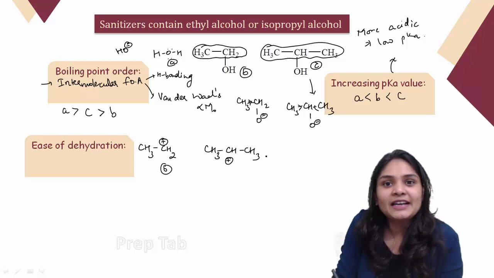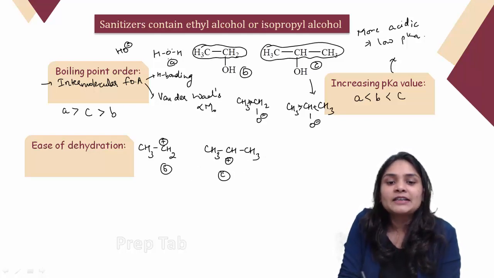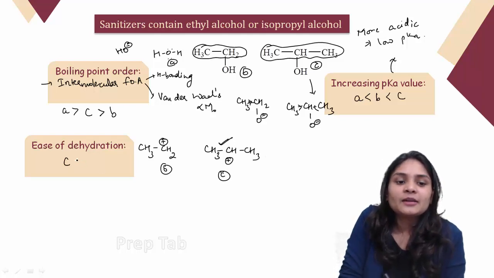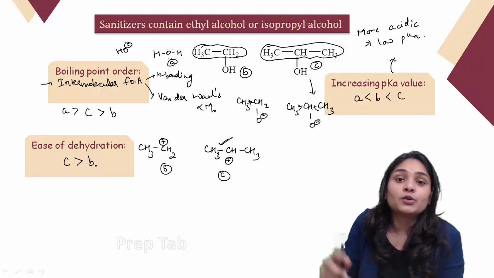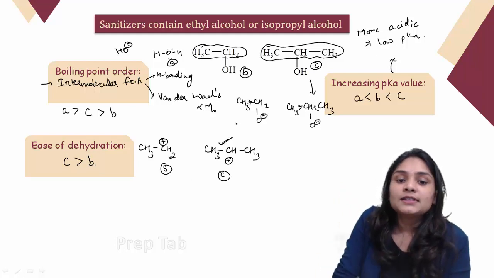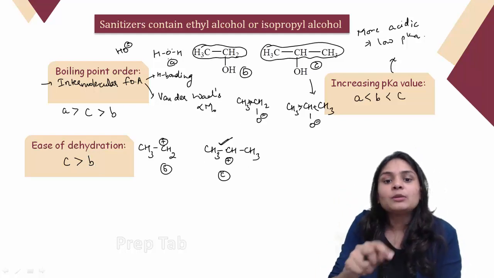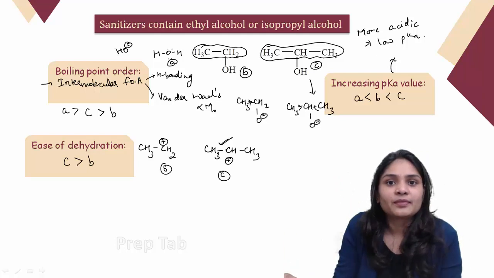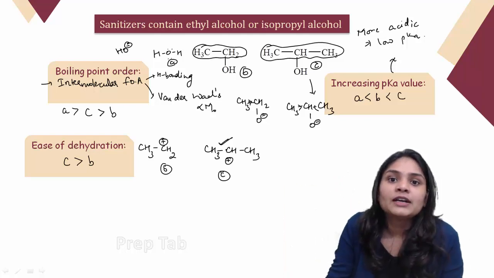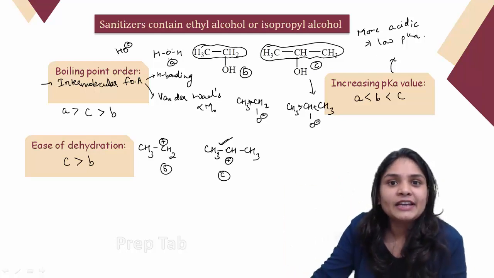Right. Now tell me which one is more stable, guys. This is more stable. Yeah. So C can be easily dehydrated compared to B because the rate determining step will be faster for C due to stability of carbocation. Right.